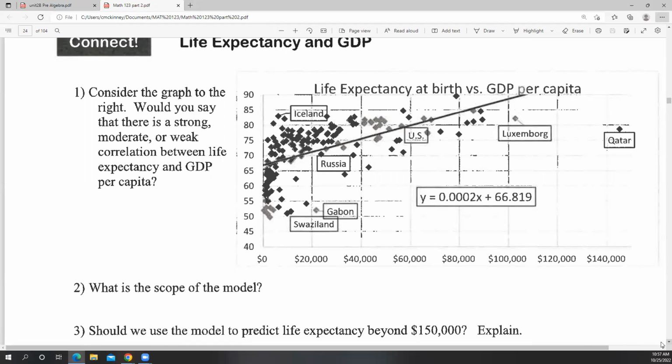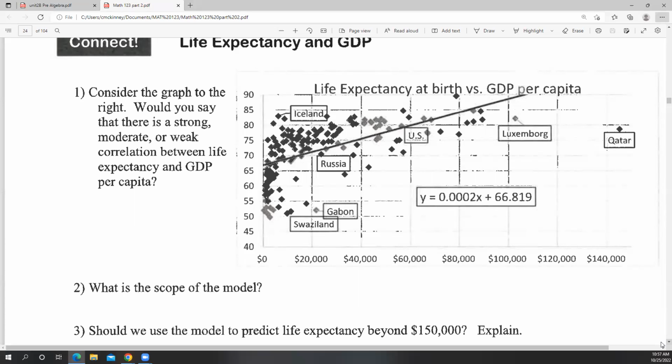So our scope, how far out do we see? Looks like about $145,000. So thinking about the independent variable, how far out does that go? I wrote down about 145,000 per capita GDP. So then should we use the model to predict beyond 150,000? I'm going to say no.